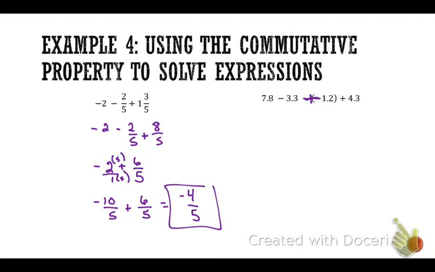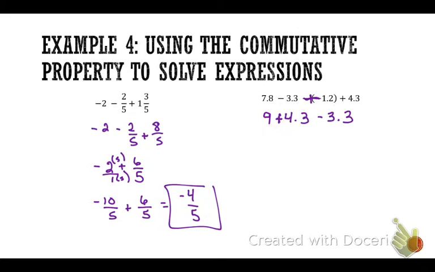You can, but that's not the easiest one to me. Yes. What about 7.8 plus 1.2? Can you do that in your head and say 9? Okay. Now, what about 9 plus 4.3? And then we have minus the 3.3. Okay. So now I have 9 plus 4.3 minus 3.3.